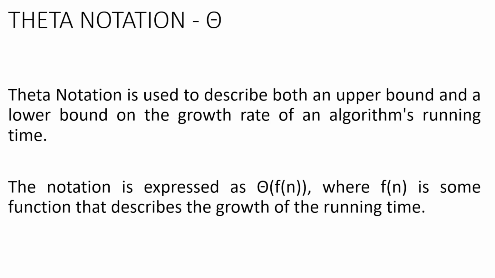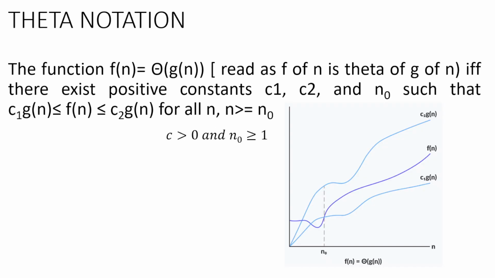Now let us learn about the theta notation. This specifically describes the average case scenario of an algorithm. It gives the most realistic time complexity of the algorithm. Mathematically, we can represent theta notation as the function f of n is theta of g of n if and only if there exist positive constants c1, c2 and n naught such that c1 into g of n is less than or equal to f of n less than or equal to c2 into g of n for all n greater than or equal to n naught, and the constant c greater than 0 and n naught should be greater than or equal to 1. Let us understand theta notation with the help of an example.